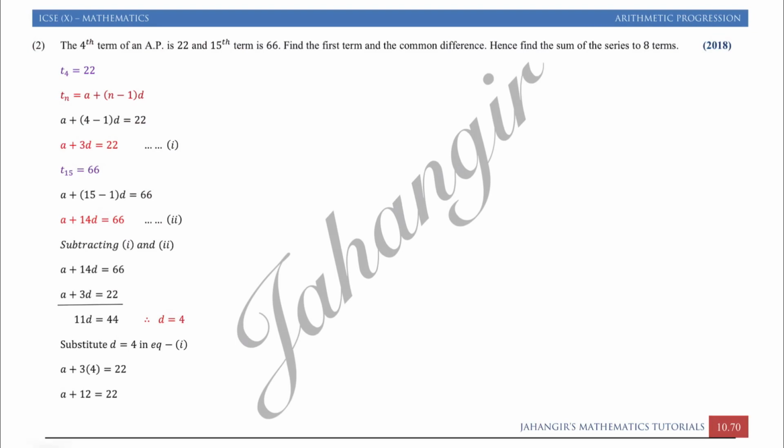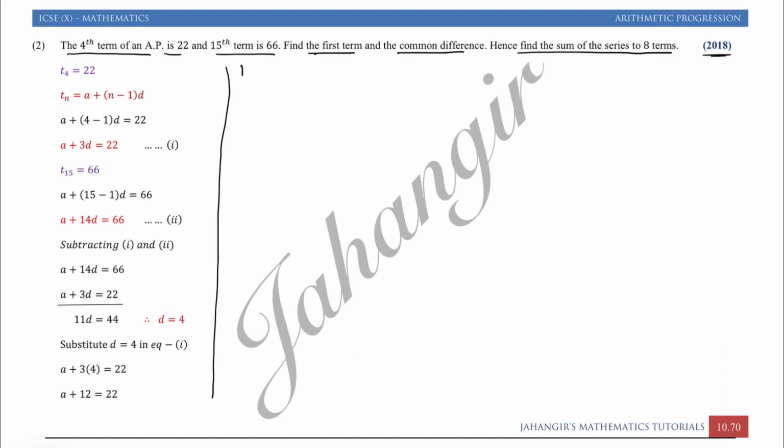Question number two. The fourth term of an AP is 22, and the 15th term is 66. Find the first term, common difference, and hence find the sum of the series of 8 terms. So here you have to find the first term, common difference, and then S8. This question was also asked in 2018.